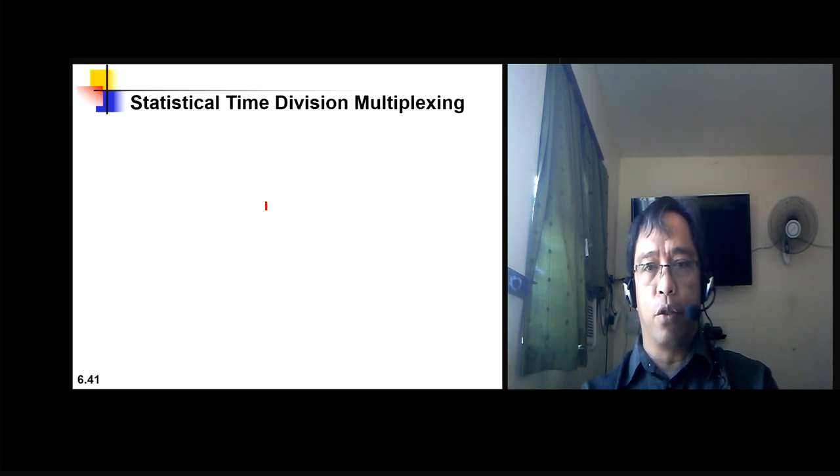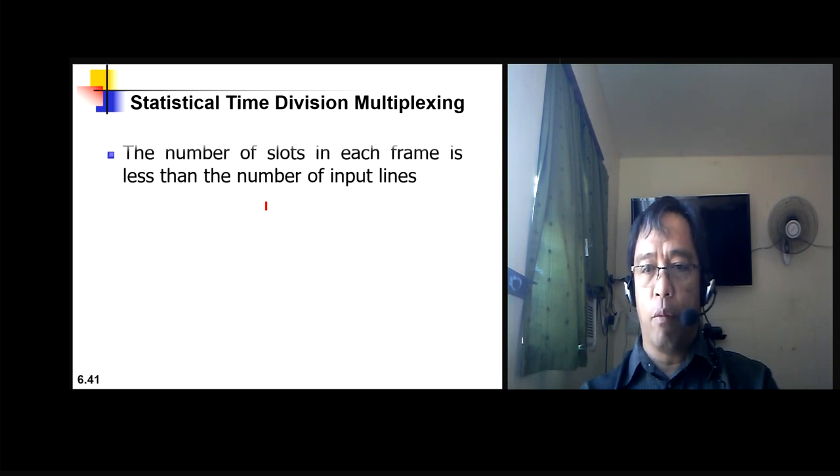Statistical time division multiplexing. In statistical time division multiplexing, the number of slots in each frame is less than the number of input lines. The multiplexer checks each input line in a round-robin fashion. It allocates a slot for an input line if the line has data to send. Otherwise, it skips the line and checks the next line.